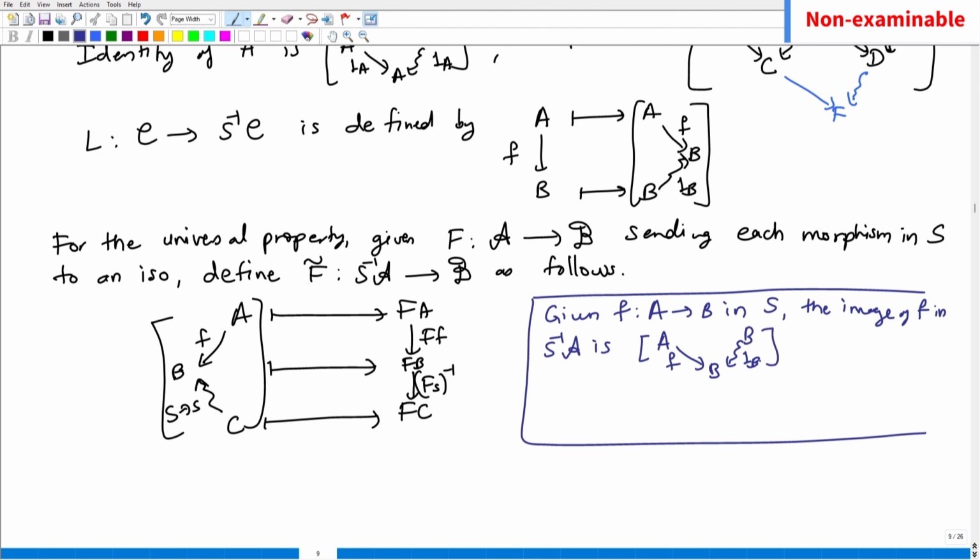This equivalence class, its inverse is, you tell me: A to A via 1A and A to B via F. Yes, so for the equivalence class, we have to start at B, then I will take identity on B to B, and then I will make this F. Okay, so this is the multiplicative inverse. You can verify that it is a two-sided inverse. So it has the universal property, and each morphism in S actually got inverted.